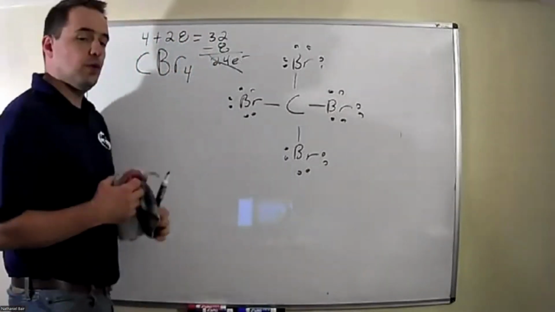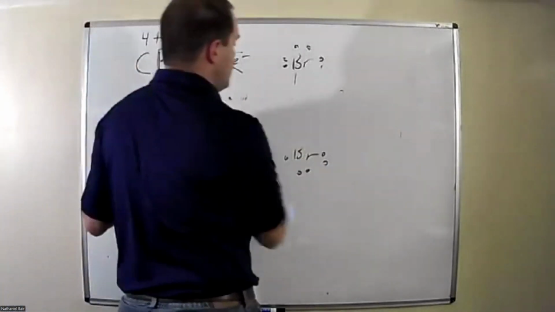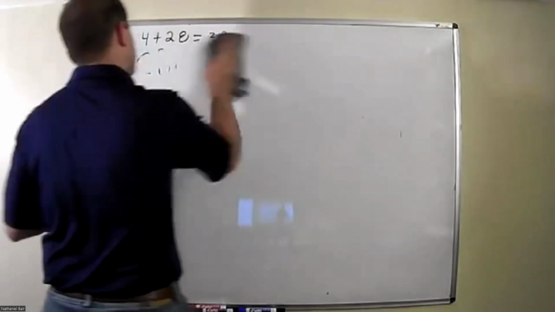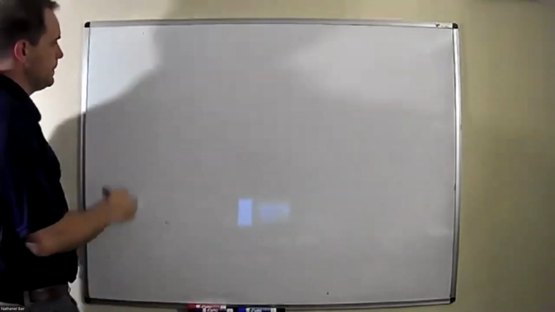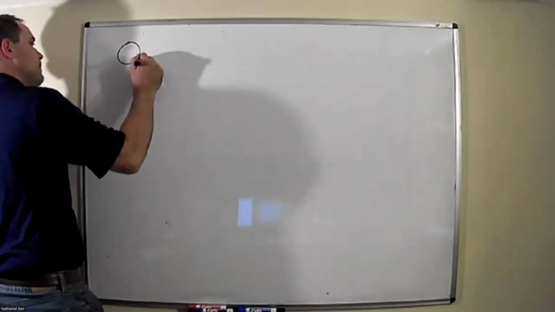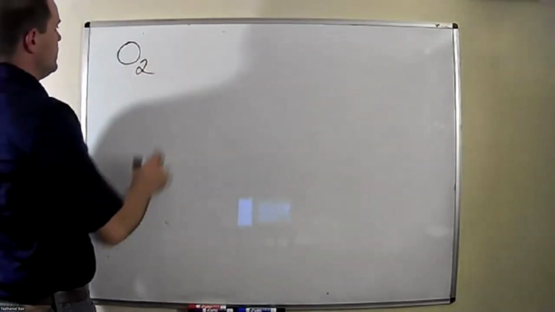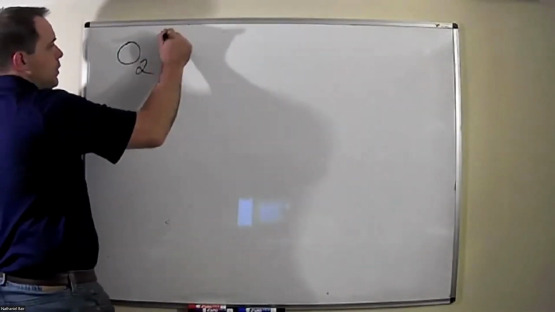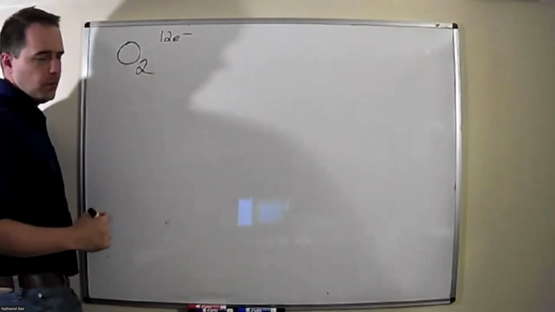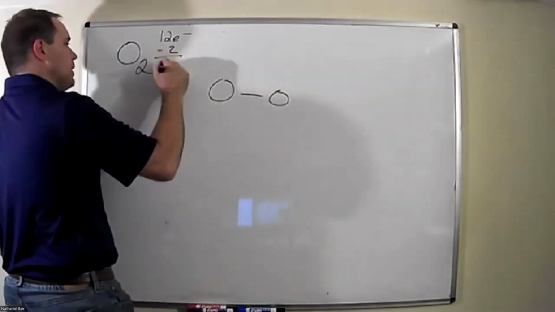Okay, so what do you do when you don't have enough electrons? Here we go. Please don't work ahead. Let's do this one together. So O2, we got to add up our electrons. 6 times 2 is 12. We got 12 electrons to work with. We're going to connect the two oxygens together. Used up 2, got 10 left.